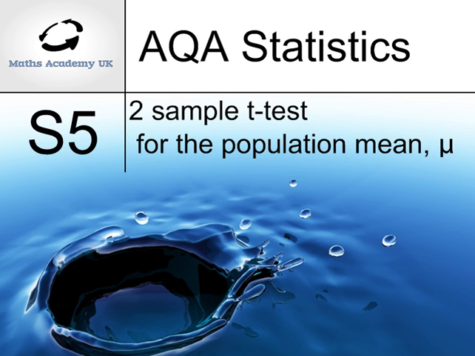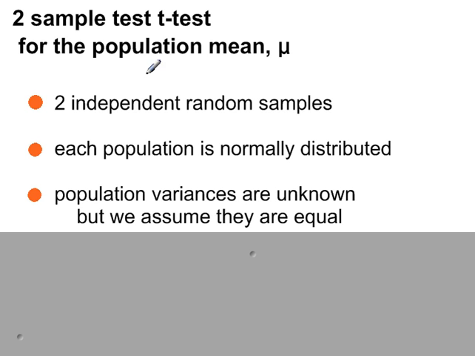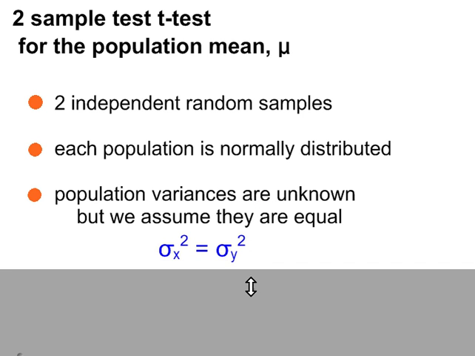The two-sample t-test for the population mean. We need two independent random samples, and these samples come from populations which are normally distributed, or we assume that they do. The population variances are unknown, but we assume they are equal. This condition must be met for the t-test.